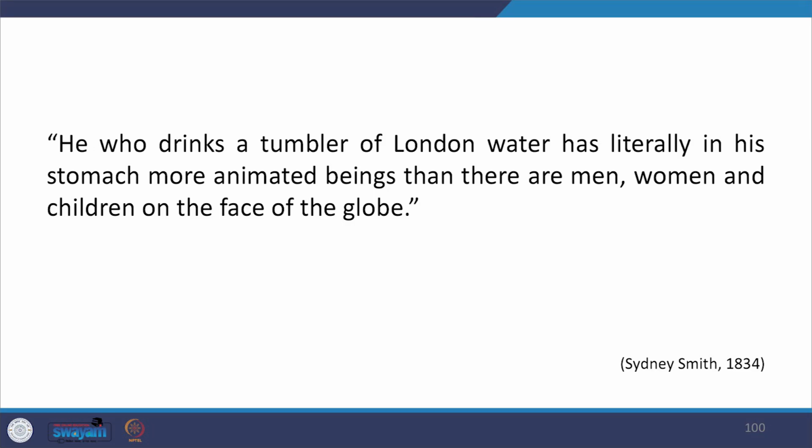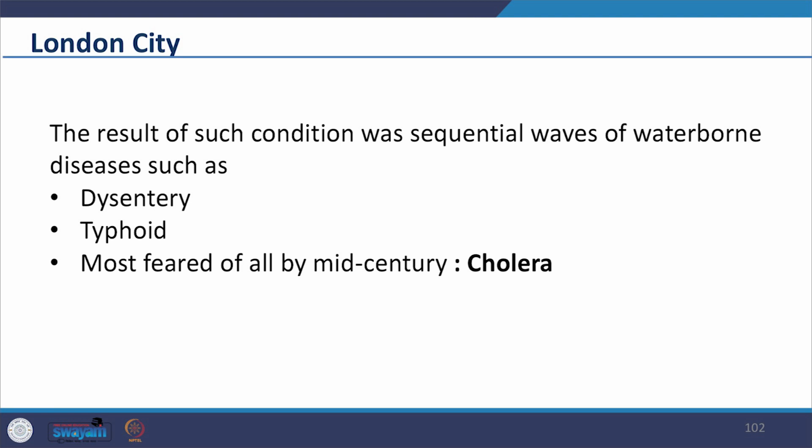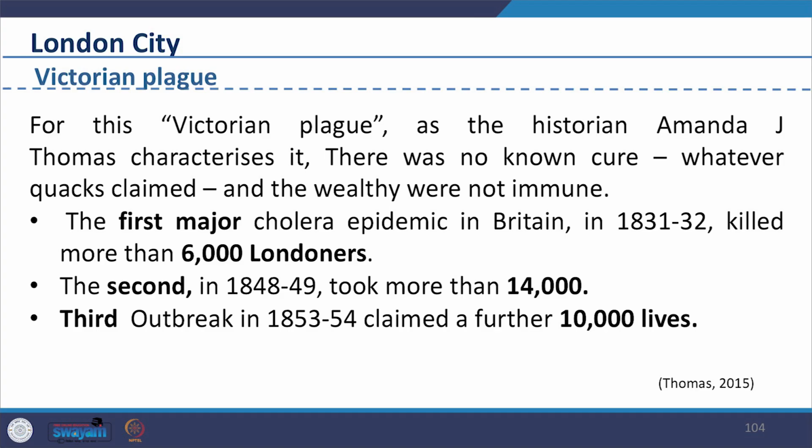In 1834, the humorist and clergyman Sydney Smith brilliantly described the unpleasant truth: he who drinks a tumbler of London water has literally in his stomach more animated beings than there are men, women and children on the face of the globe. The result of such conditions was sequential waves of waterborne diseases such as dysentery, typhoid and, most feared of all by mid-century, cholera. For this Victorian plague, as the historian Amanda J. Thomas characterizes it, there was no known cure, whatever quacks claimed, and the wealthy were not immune.